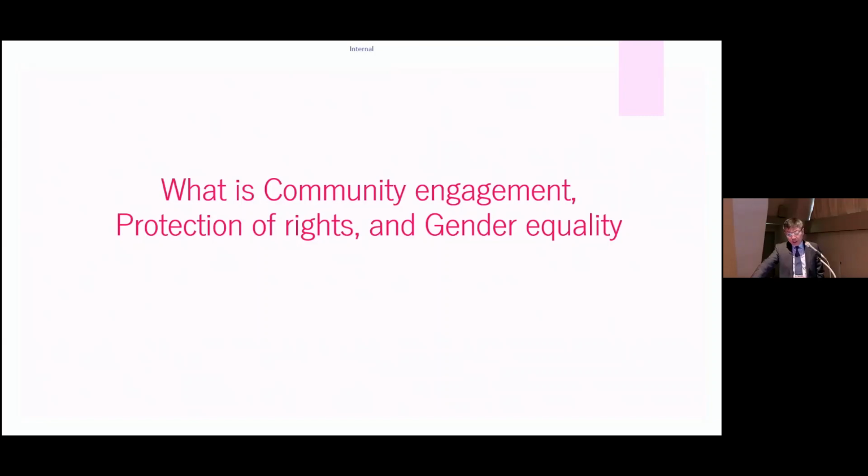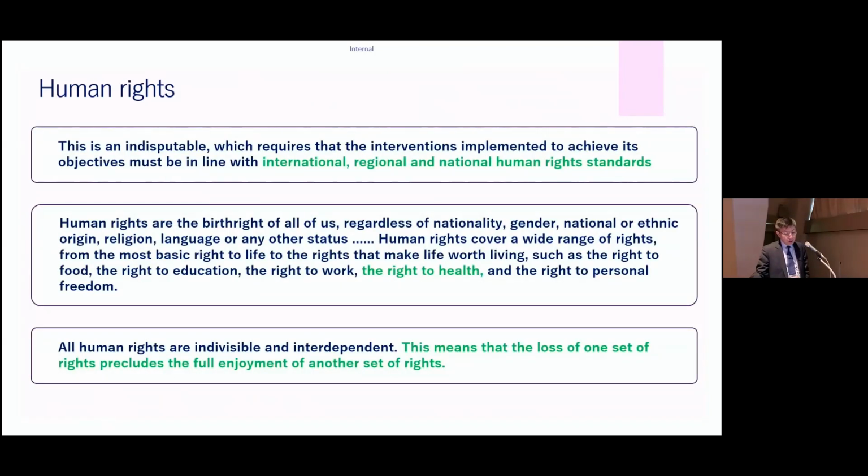So let's go to the definitions. What is community engagement? What is the protection of rights? And what is gender equality? Human rights are indisputable, which requires that interventions implemented to achieve the objective must be in line with international, regional, and national human rights standards. So we have to comply with these three levels.